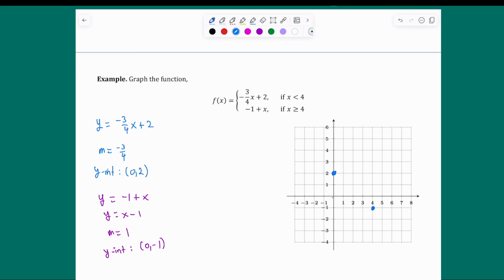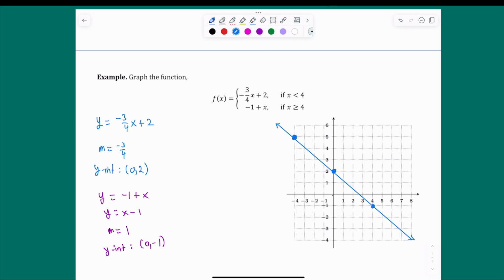However, I could have also gone up 3 and then to the left 4. So it would have gone up 3, so 1, 2, 3, and then to the left 4. So then I would have a point at (-4, 5). And then I would connect the dots there. Okay, once again, like I said, I'll get rid of what I don't need in a moment.